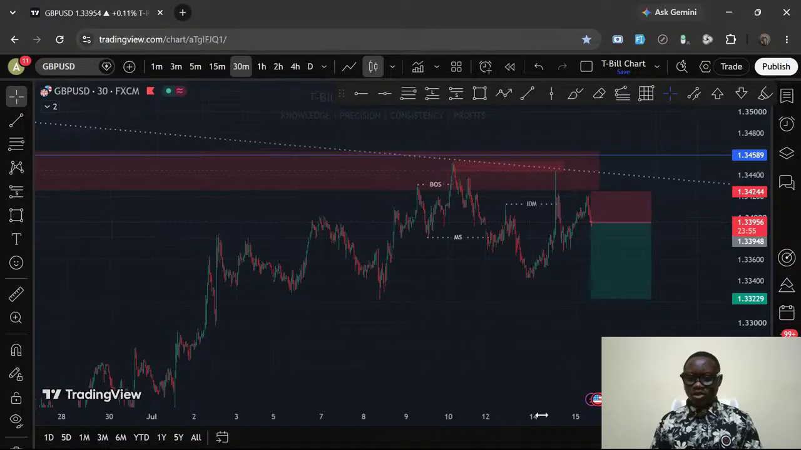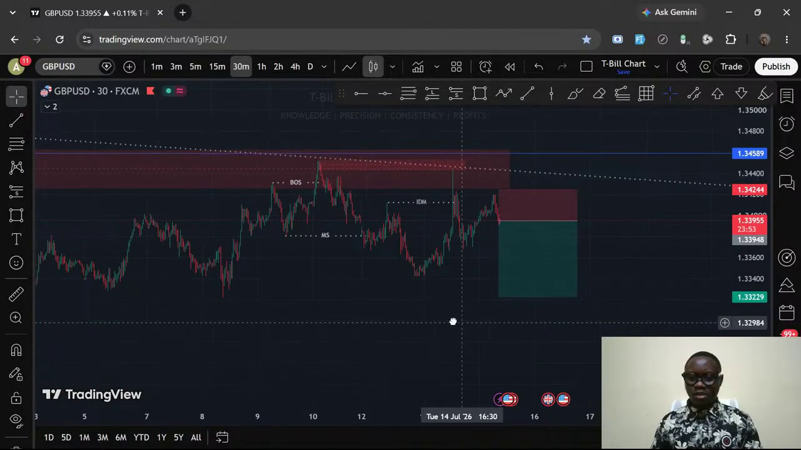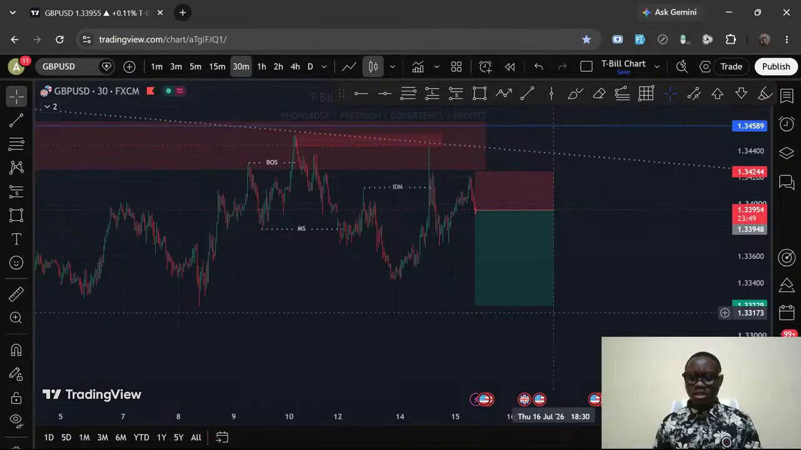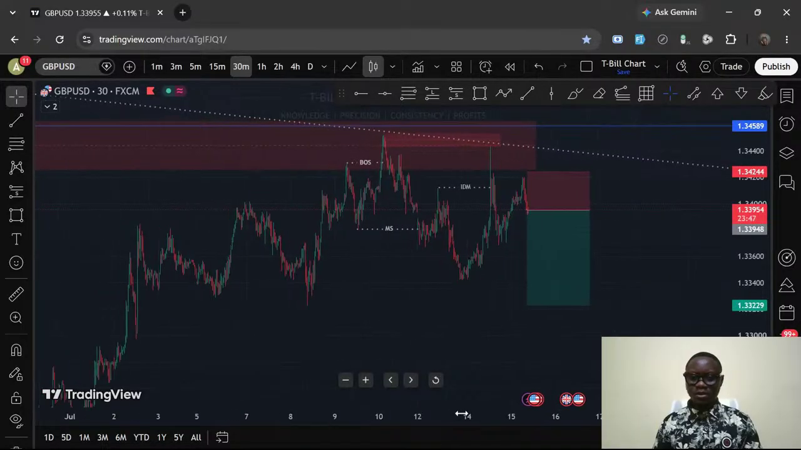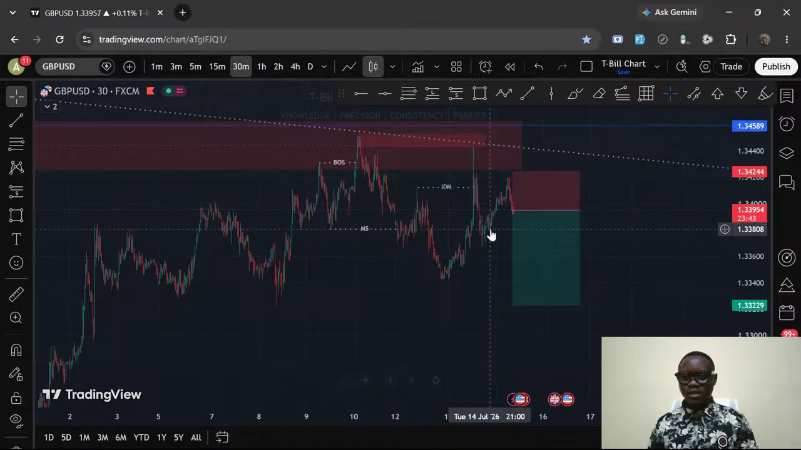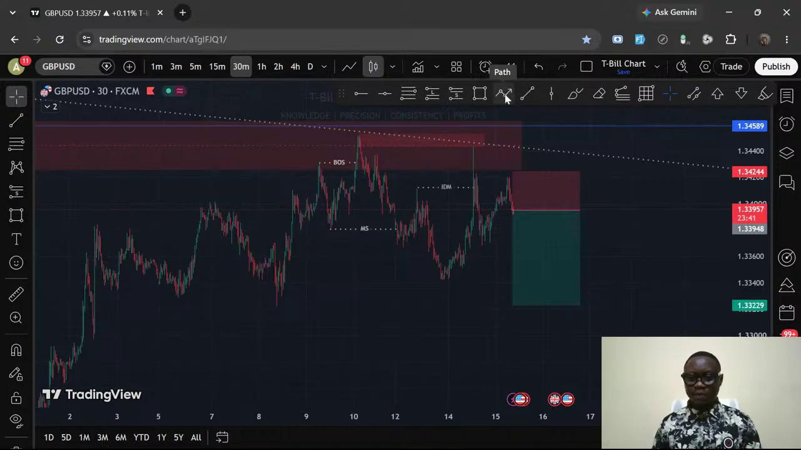But again, I'm not going to take this. It's a very low probability setup. I'm not going to take it. So we'll keep monitoring BTC and GBPUSD.